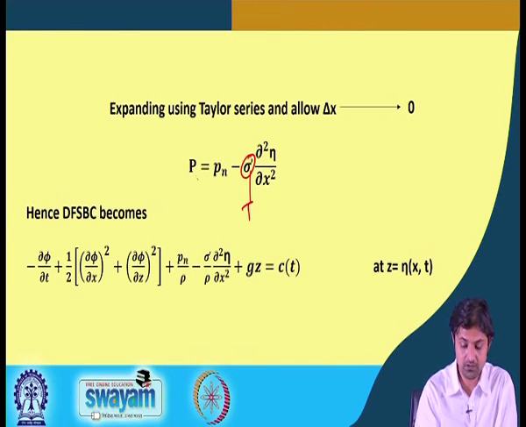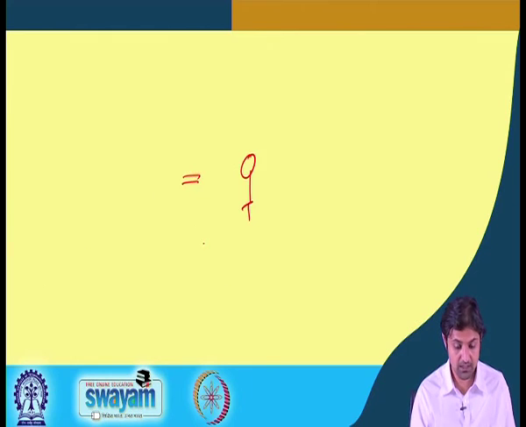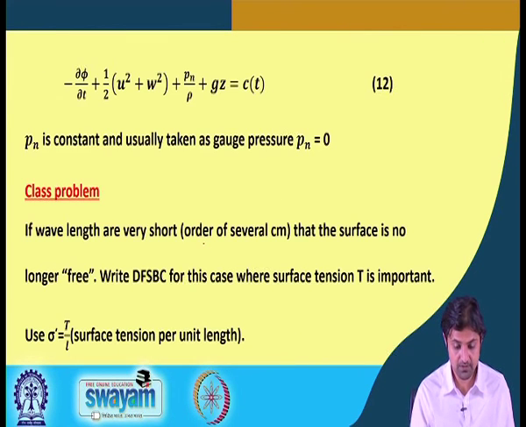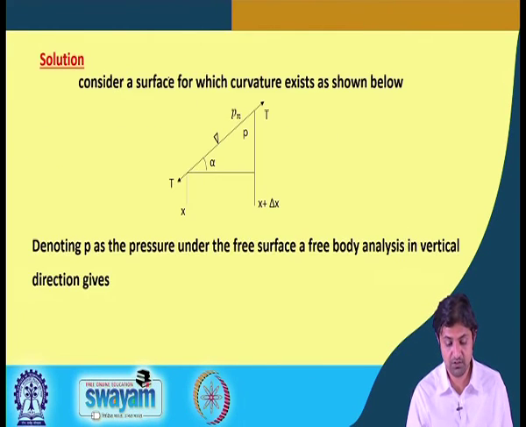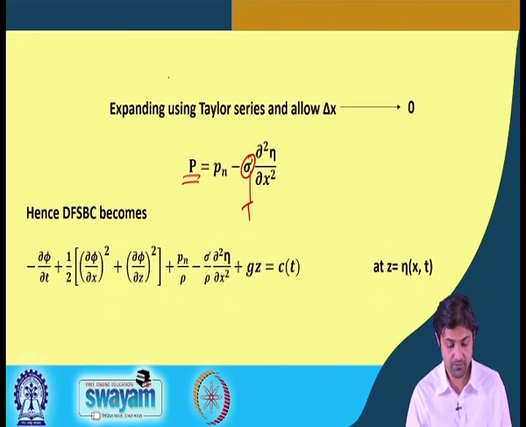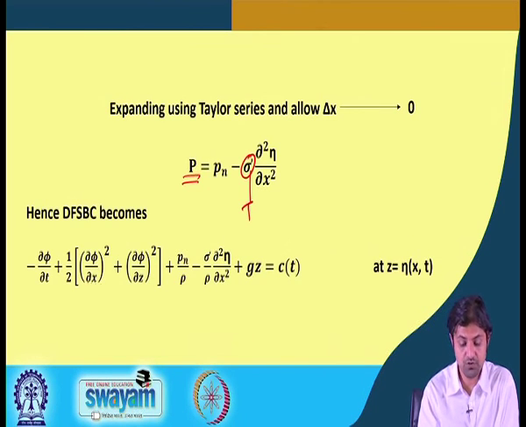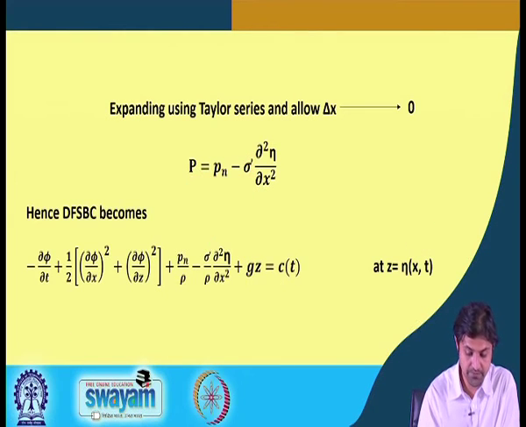So, therefore, the dynamic free surface boundary condition becomes, so what we have done, we have just prescribed P n, you see, the total pressure. Instead of P in the dynamic free surface boundary condition, we put the pressure here and the rest of the things remain the same. You see? So, this is u square, this is v square plus P by rho, so that becomes P n by rho minus sigma dash, or T by rho, into del square eta by del x square plus G z is equal to C of t. Okay, this was a very simple example.